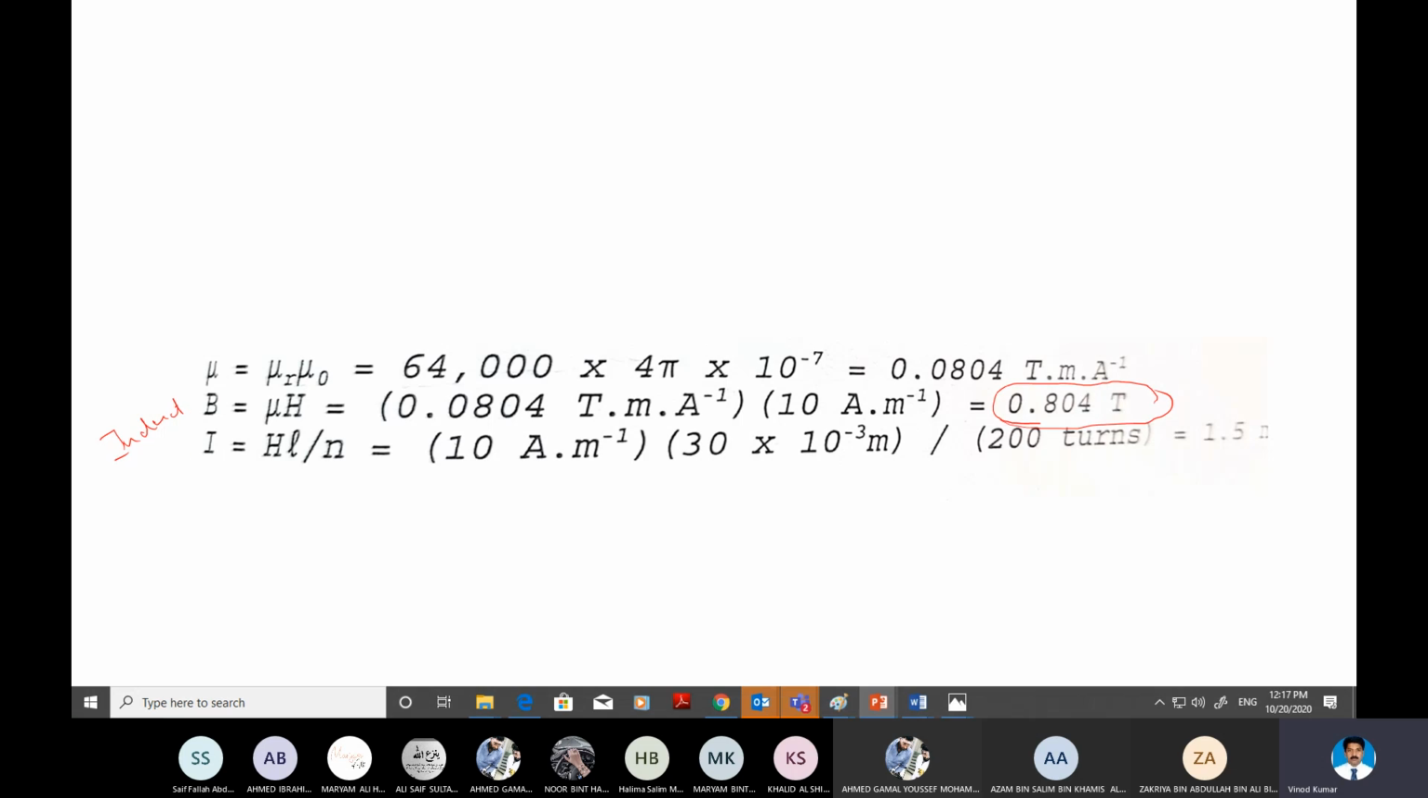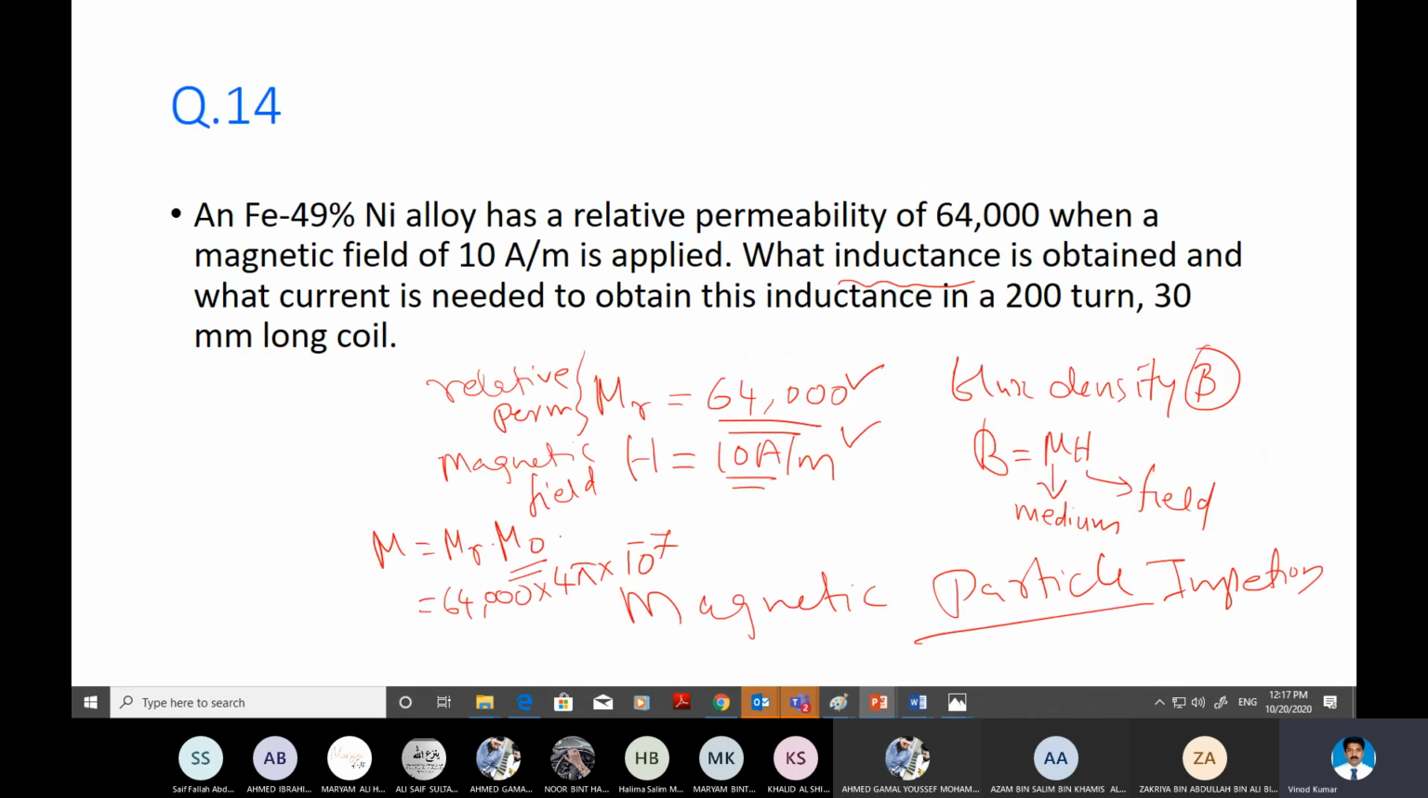Now, when we go to the next part of the question, we have: what current is needed to obtain this inductance in a 200 turn 300 millimeter long coil.